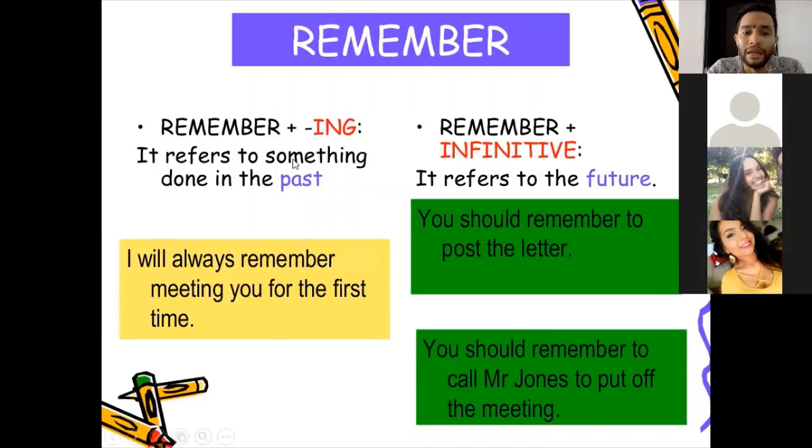Remember with ing has a past intention and it refers to something done in the past, like, I will always remember meeting you for the first time. Siempre recordaré haberte conocido, right? Cuando te conocí en ese momento. But with the to form, the infinitive form, it refers to the future or the present maybe. You should remember to post your letter, right? Remember to do it in the future. Or you should remember to call Mr. John to put off your meeting. Again, to remember something, to do it in the future.